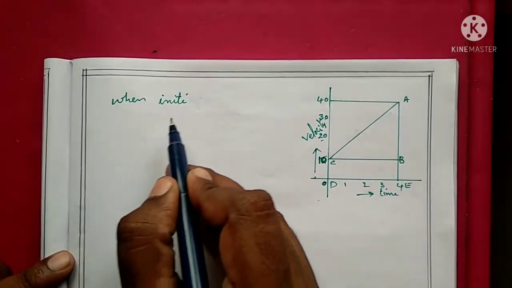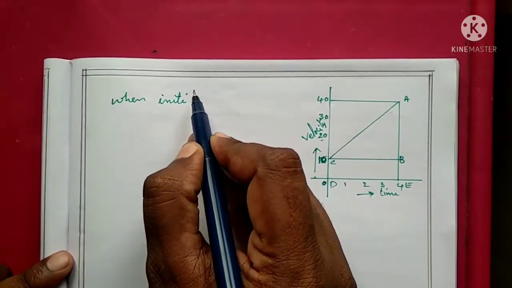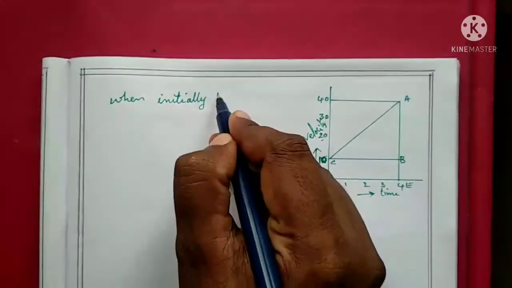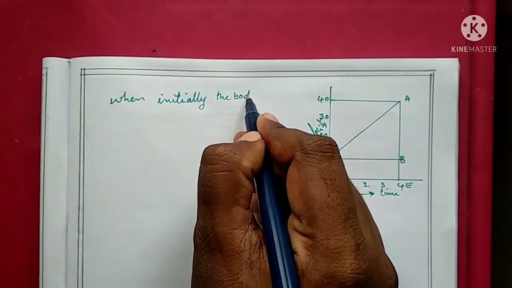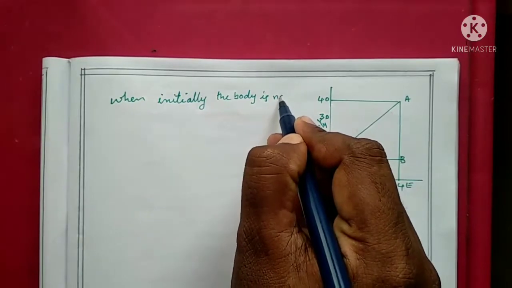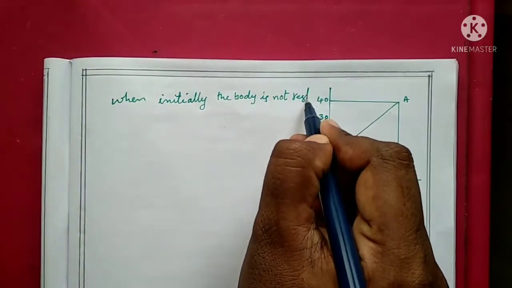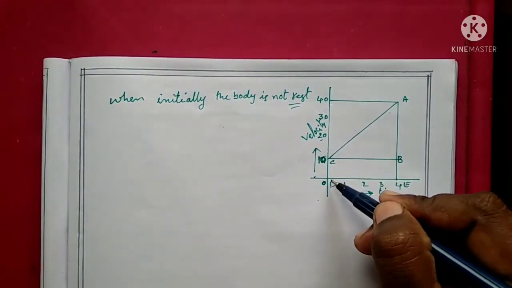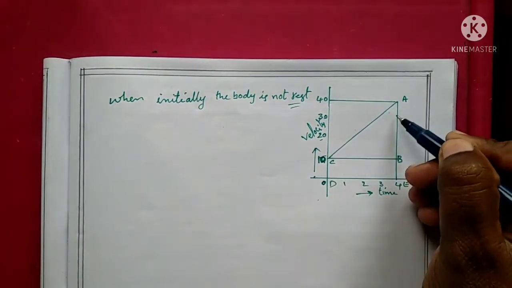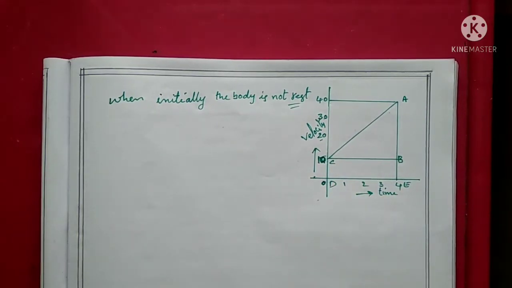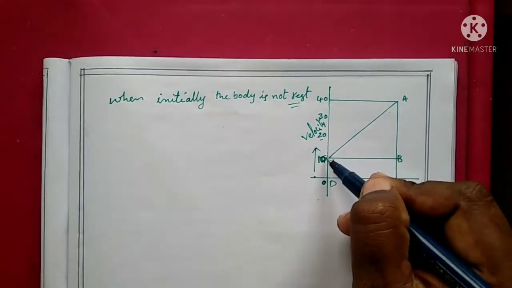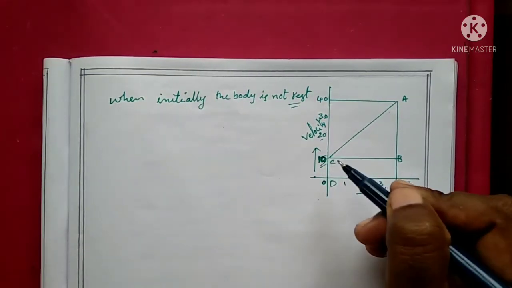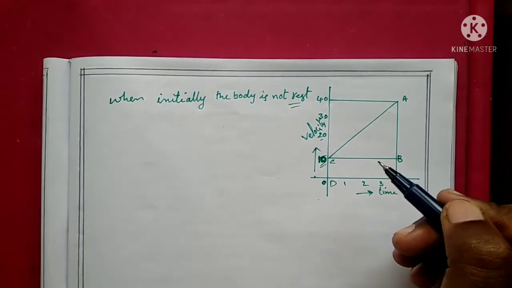The case when initially the body is not at rest. This graph tells about, for example, a straight line not passing through the origin, that tells about the object, but at 0 seconds some velocity is there. How much was it? 10 meter per second. 10 meter per second velocity.